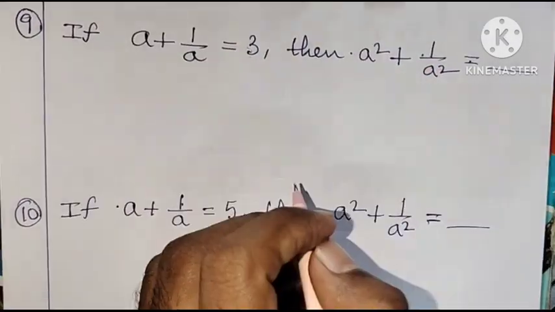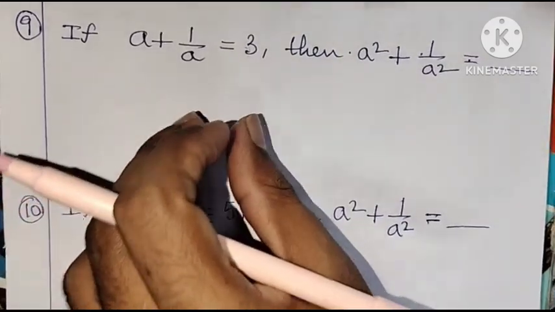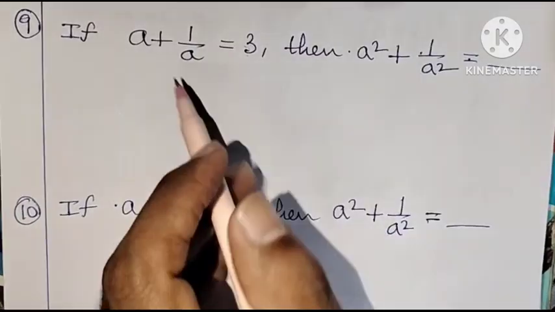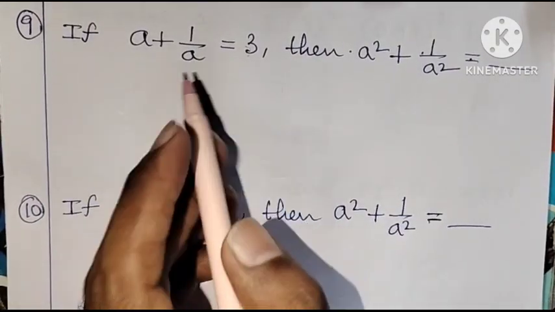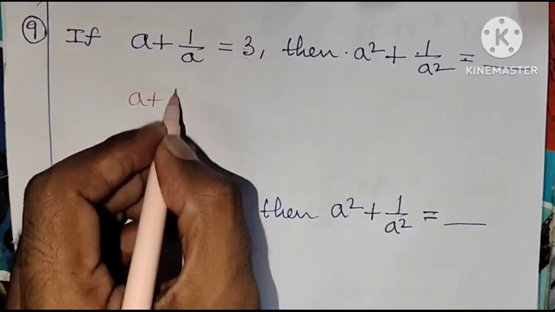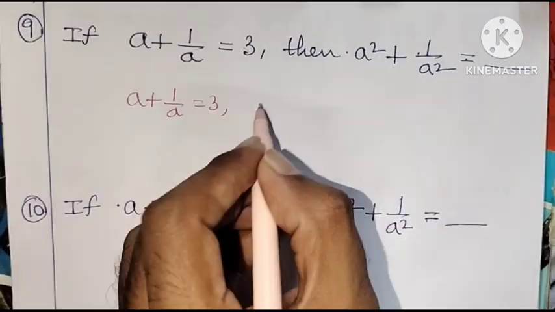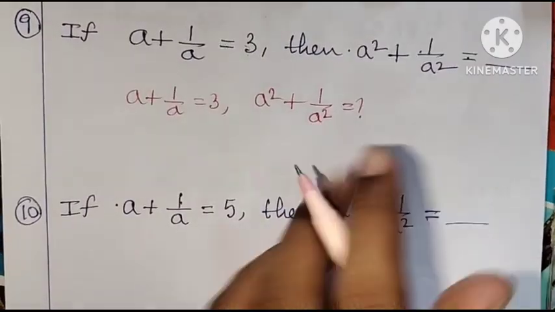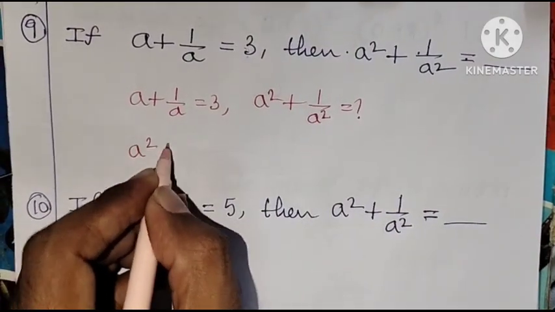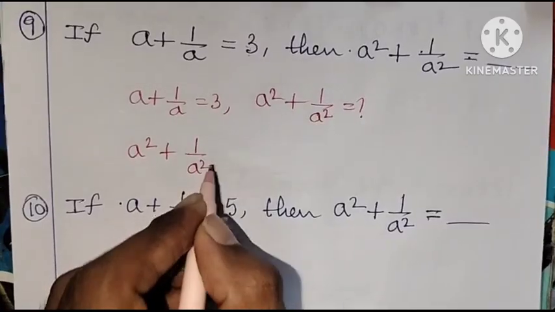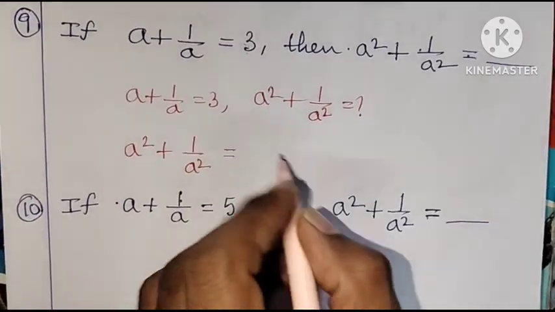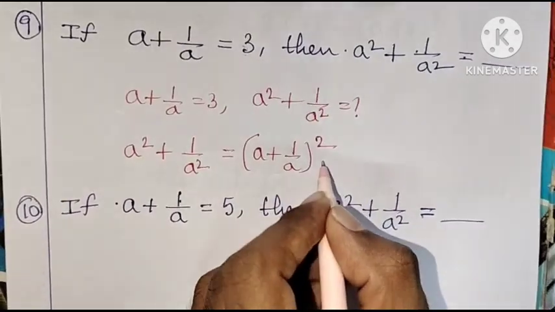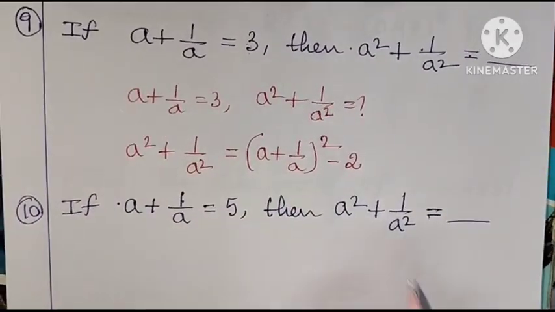plus 1 by a square is. Okay, so this is very very important in various competitive exams. Okay na, especially for bank exams they give this kind of questions. Say a plus 1 by a is equal to 3. We need a square plus 1 by a square. So we have a direct formula. A square plus 1 by a square is equal to a plus 1 by a whole square minus 2.